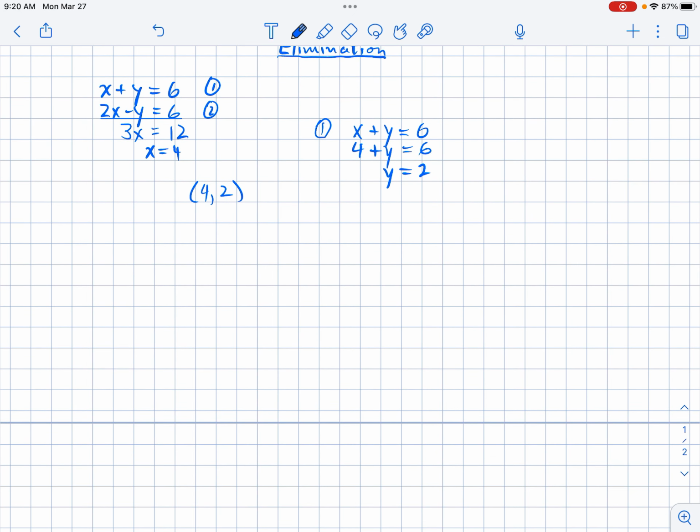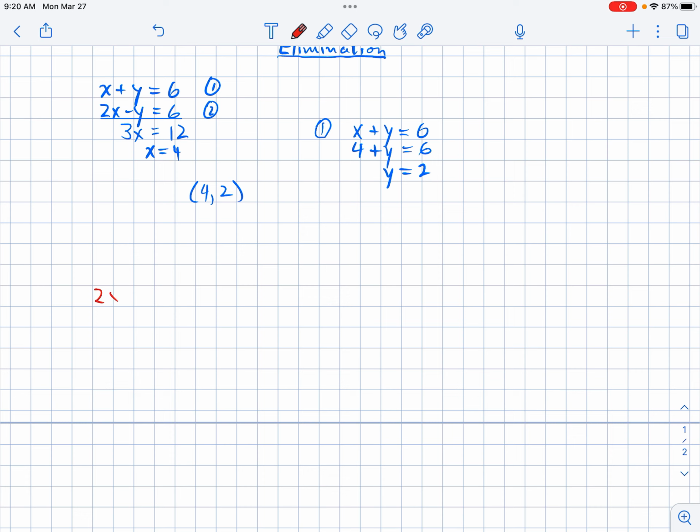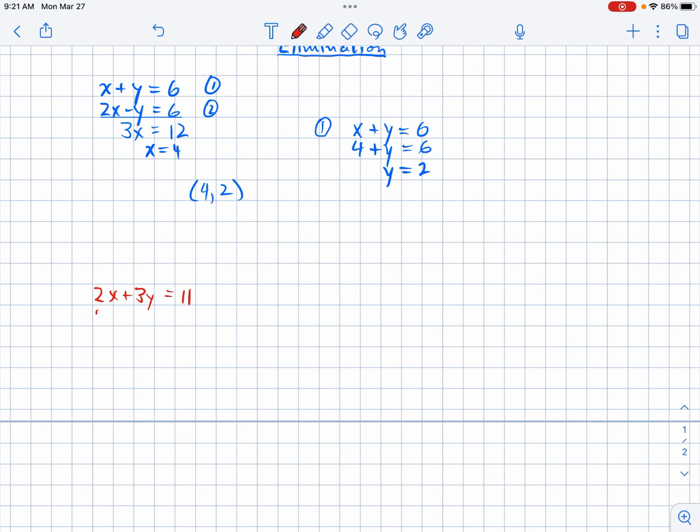Now, you may have a more difficult elimination problem. For example, let's look at one of those. Let's suppose that we've got 2x plus 3y equals 11. I'm just being haphazard here. And let's say I've got 4x minus 5y equals 2. So this might turn out to be a mess. But notice what I've got here. I've got equation 1 and I've got equation 2.